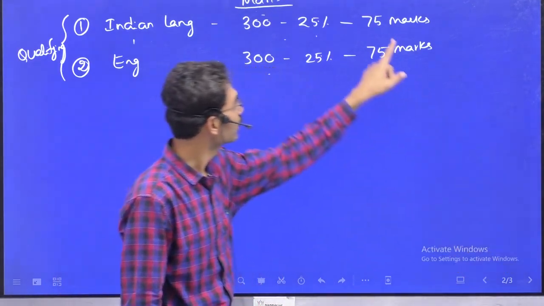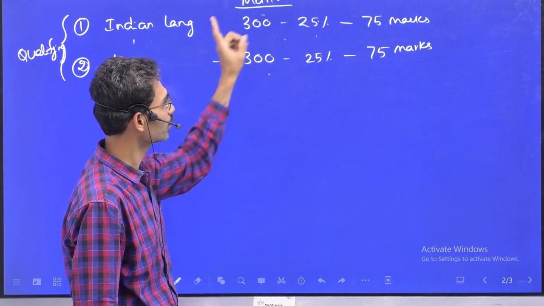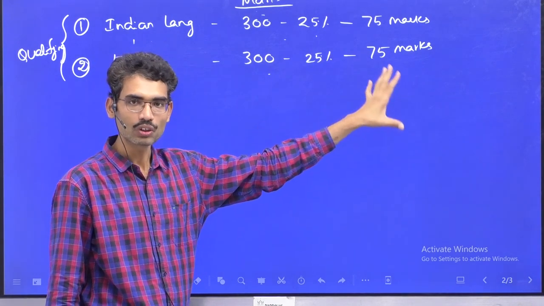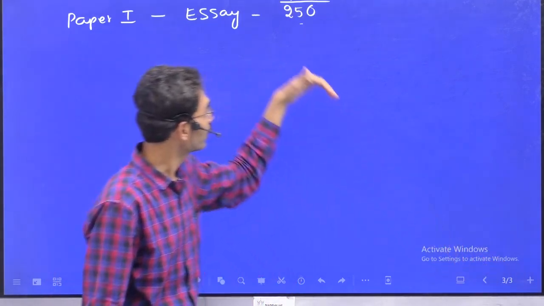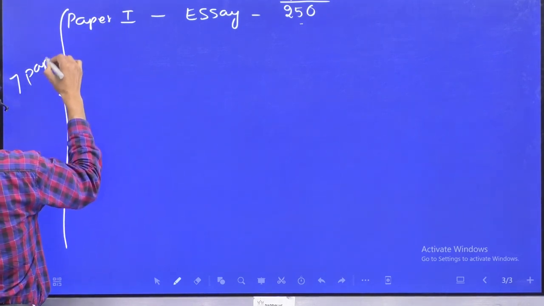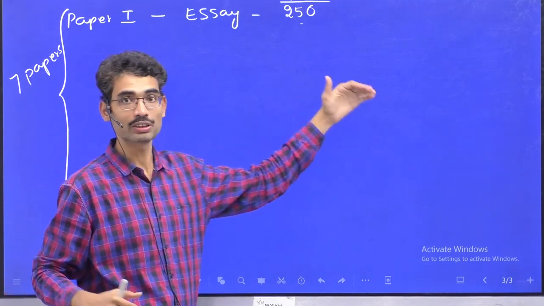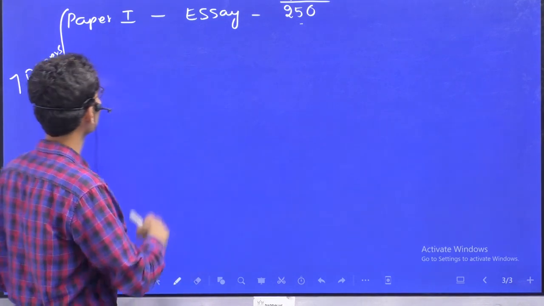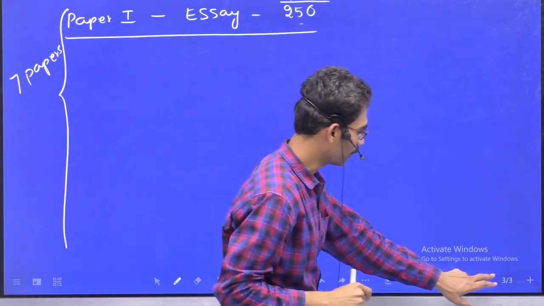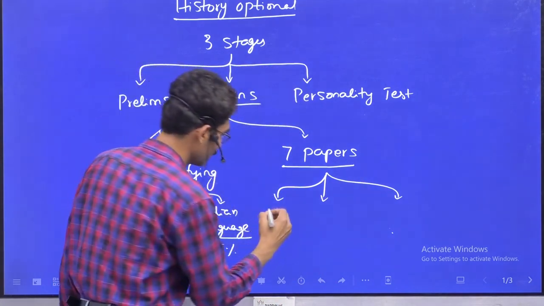Here the 2 qualifying papers are 300 marks and 300 marks, so be careful in understanding this. For Indian language and English, you need to get 75 marks, 25%. Whether you get 75 or 175, you pass. These marks will not be counted in these 7 papers. But these 7 papers are the deciding factor for how much score you are going to get in the mains, how you will do in the final list, and what rank you are going to get. So paper 1 is essay, 250 marks. Next we can divide these 7 papers again into 3 subparts. First one is the essay paper.